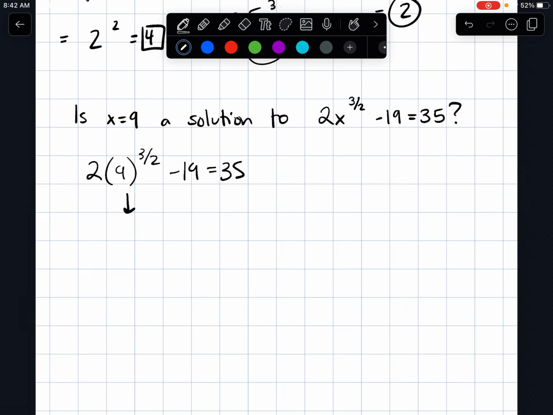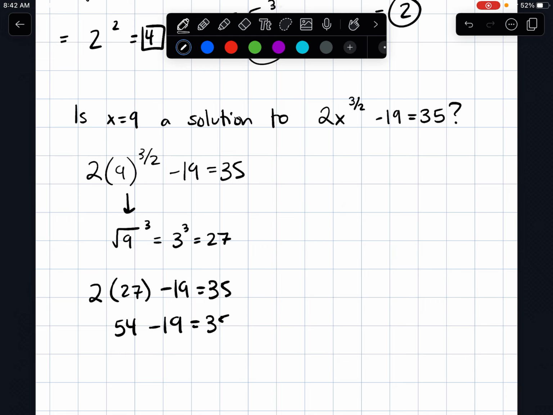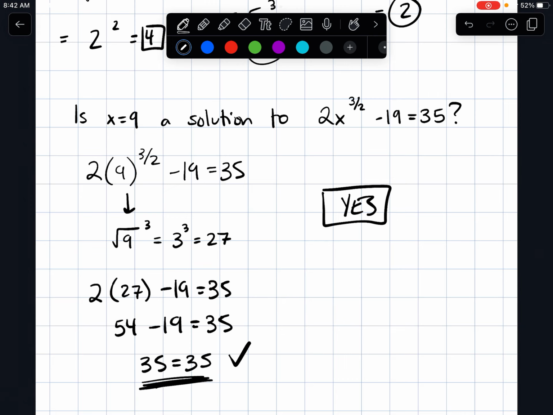Remember, this 9 to the 3/2 power is the same thing as the square root of 9 cubed. And we know that the square root of 9 cubed is just 3 cubed, and that's going to be 27, right? 3 times 3 times 3 is 27. So I really have 2 times 27 minus 19 equals 35. We know that 2 times 27 is 54, minus 19 equals 35, and we do in fact get 35 equals 35. So since this is true, we know that yes, it is a solution, all right? If you ended up with a false statement here, then that would be no, it is not a solution.